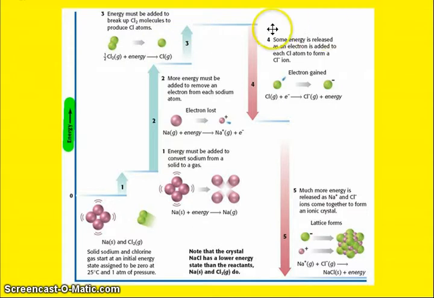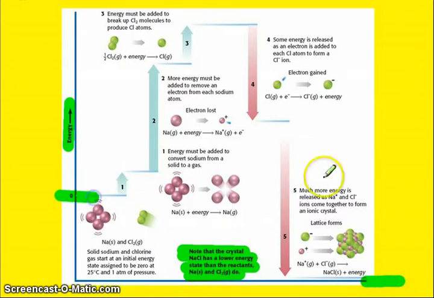Once that happens, however, we reap the rewards. A lot of energy is released as the electron goes to chlorine to become a chloride ion, and then even more energy is released as those ions come together and form the very stable sodium chloride. And so you'll notice here that the crystal sodium chloride has a lower energy state than the reactants sodium and chlorine do. And so the energy level way down here is less than where we started.